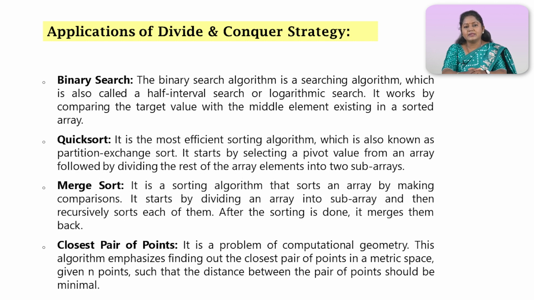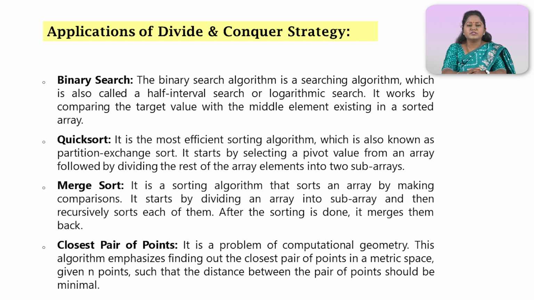Now, to understand the applications of divide and conquer algorithms, there are various algorithms which incorporate this strategy. One of the most common ones is binary search. In the binary search algorithm, we basically divide the entire search into two halves. It works by comparing the target value with the middle element of the sorted array. After making the comparison, if the values differ, then the half that cannot contain the target is eliminated and the search continues in the other half. This process continues till the target is reached.